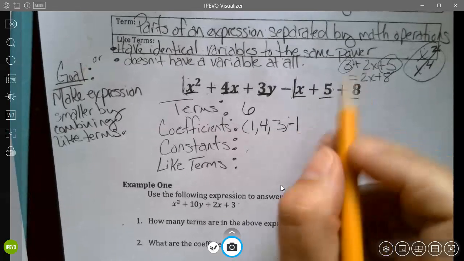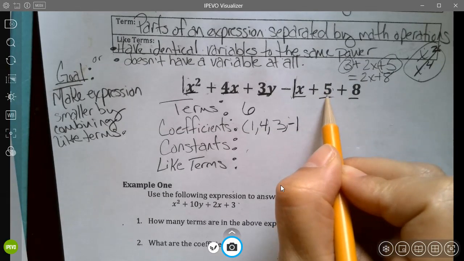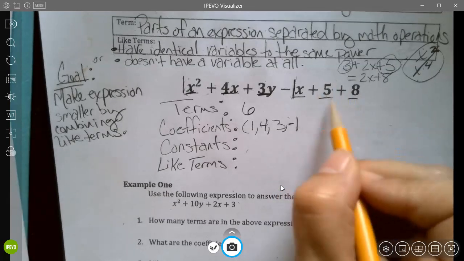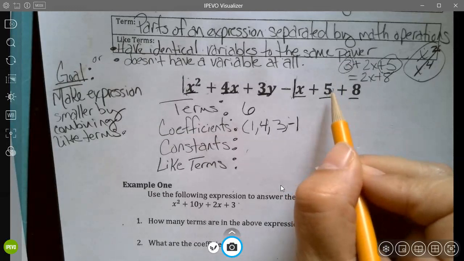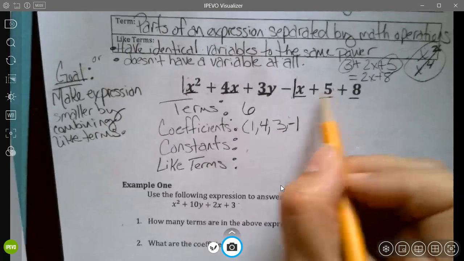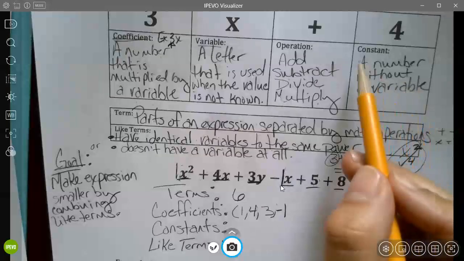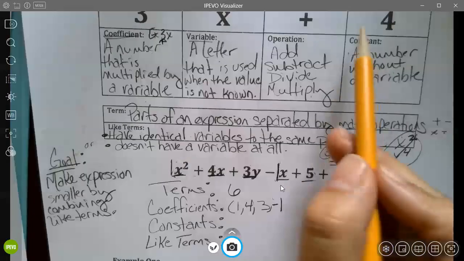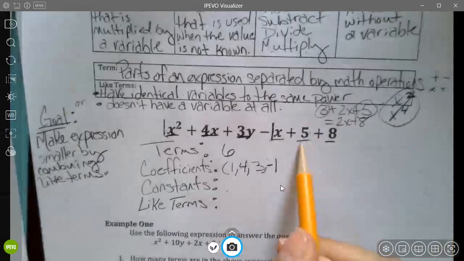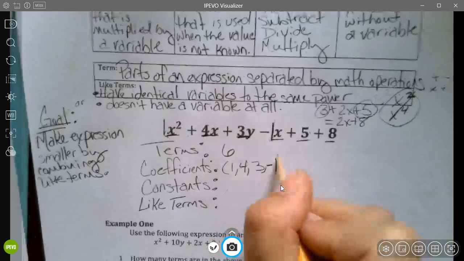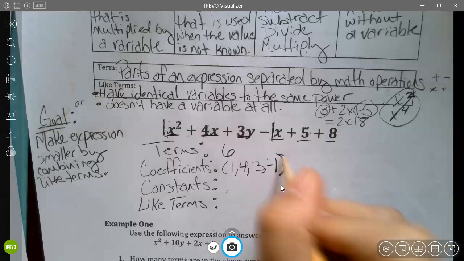And then I look at my next term. Does that have a variable? No. Since it does not have a variable, that is not a coefficient. Remember, a coefficient has to have a variable with it. A number without a variable is a constant. So this is a constant and this is a constant. So they are not coefficients because they do not have a variable.